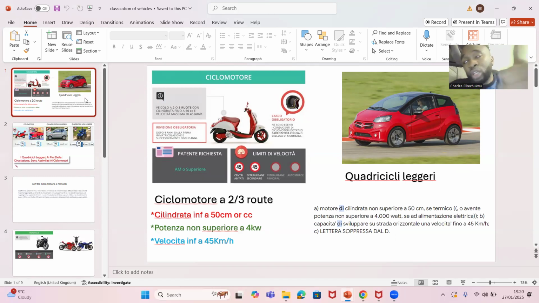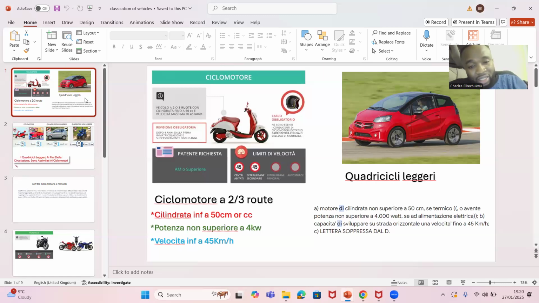The first definition of ciclomotore is what? Everything that has 2 wheels or 3 wheels. First definition, write them down. Second definition of ciclomotore is what? They call it quadricycle leggeri. Now, guys, for you to understand this very well, you need to understand their characteristics. What will be their characteristics?